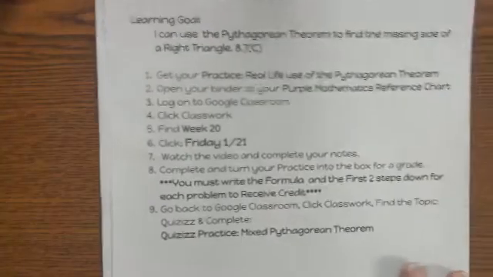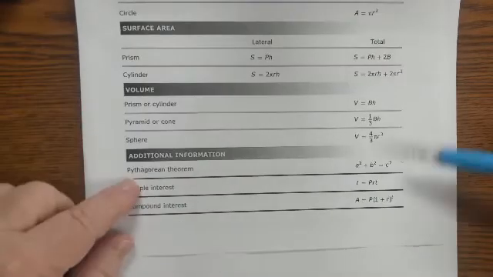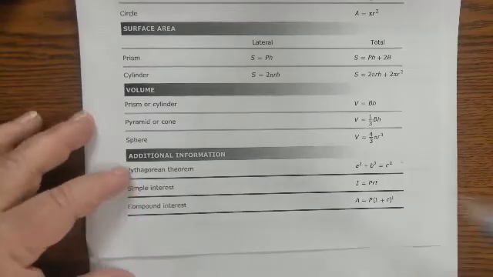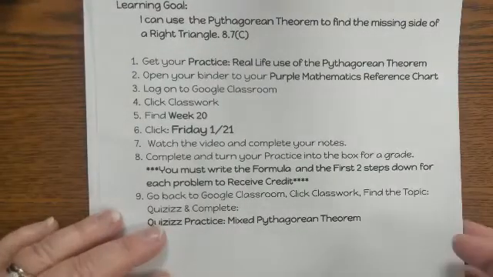Okay, we are still finding the missing side of a right triangle using the Pythagorean theorem. And that is our learning goal. Remember that your mathematics chart has your Pythagorean theorem formula. Sorry, I had a brain freeze. The Pythagorean theorem formula is a squared plus b squared equals c squared. Okay, it's on your formula chart. It always will be there.